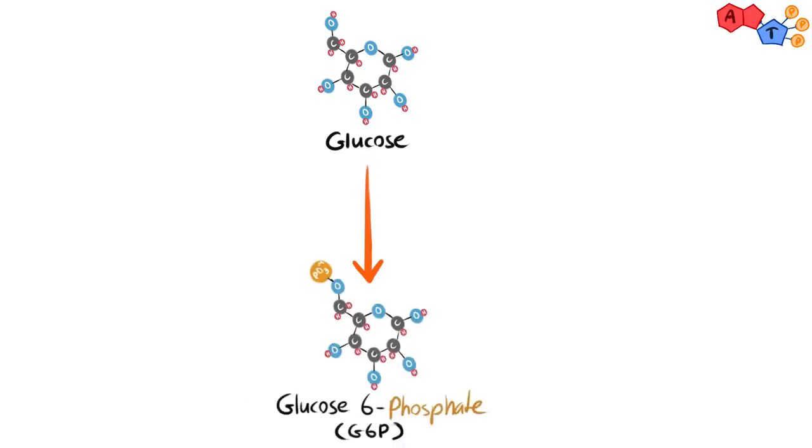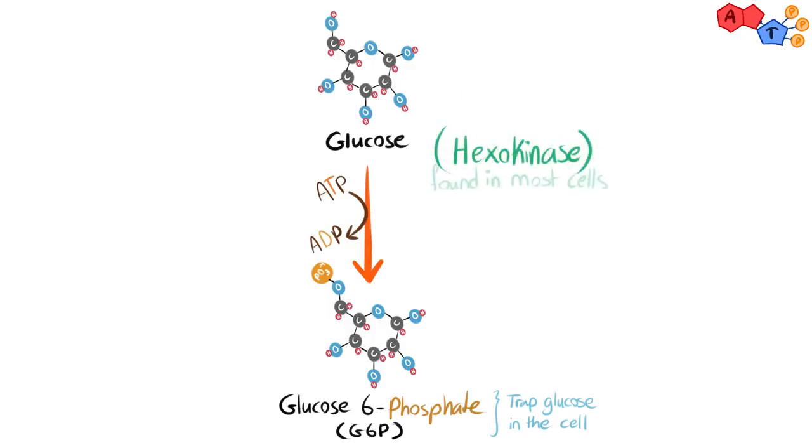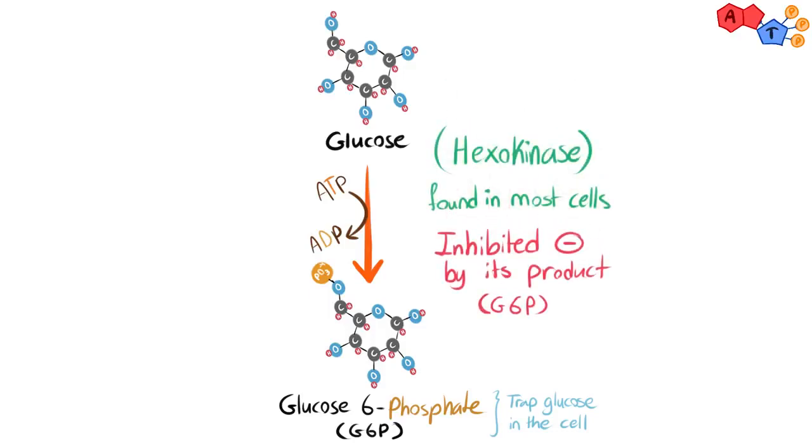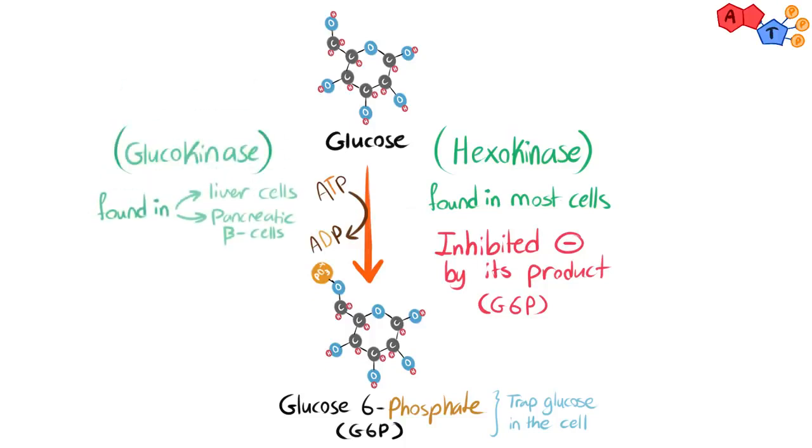The first regulated reaction is the first step of glycolysis, which is the phosphorylation of glucose into glucose 6-phosphate. This is done to trap glucose molecules inside the cells, as phosphorylated glucose molecules cannot easily pass the lipid core of the cell membrane. In order for this reaction to happen, we will need 1 ATP molecule. This reaction is carried out by one of 2 enzymes. The first one, hexokinase, which is found in most cells, is inhibited by its product glucose 6-phosphate, while the second enzyme, glucokinase, which is found in the liver cells and pancreatic beta cells, isn't inhibited by the product.